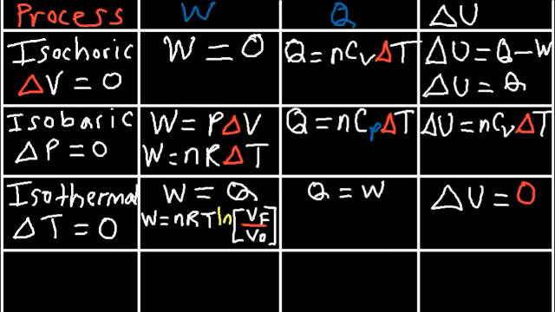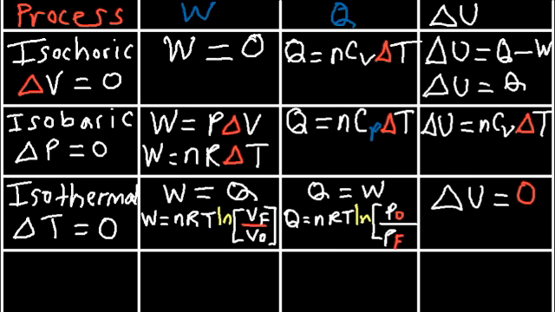Another equation that you can use in terms of pressure, keep in mind if you want to find Q, it equals this as well, but you can also use this equation. It's equal to nRT times the natural log of the initial pressure divided by the final pressure.